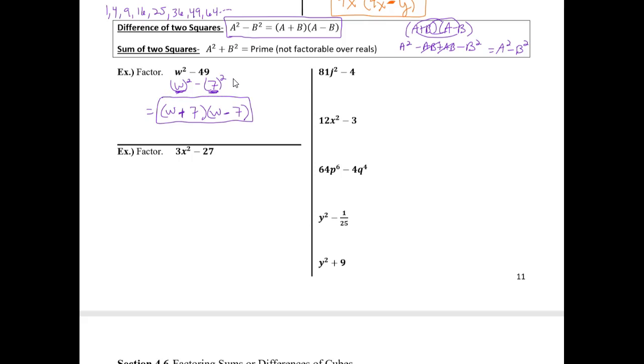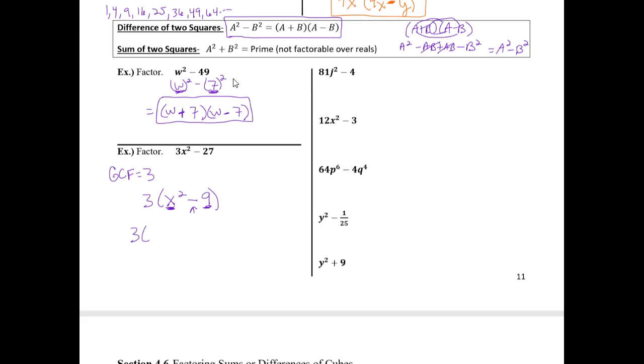And in this next example here, just like with any factoring problem, we always start with the GCF. If I see a GCF, I need to take it out. So in this case, a 3. So if I divide out that 3, I'm left with x squared minus 9. 27 divided by 3 is 9. Then I look at what's left. This is a perfect square. 9 is a perfect square. And it's a subtraction in between. So it's a difference of squares.